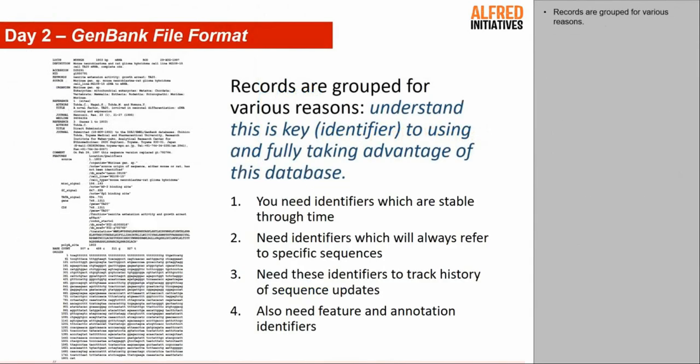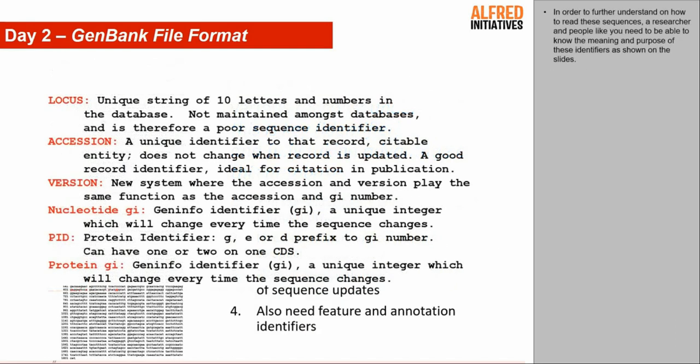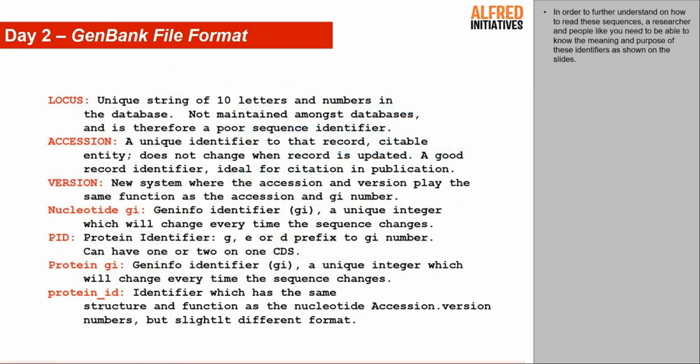Records are grouped for various reasons. The main reason is to allow users to take full advantage of this database using specific sequence identifiers. In order to further understand how to read these sequences, a researcher and people like you need to be able to know the meaning and purpose of these identifiers, as shown in the slides. For example, by understanding the meaning of the protein ID, we would be able to know what a particular record contains, some structure and functional details that are important to us.